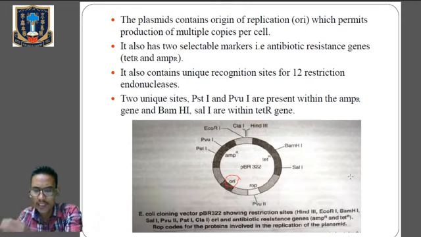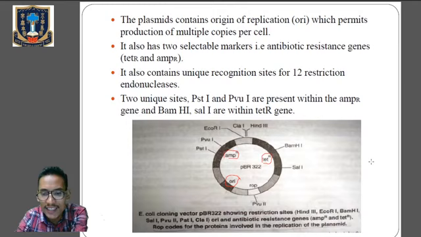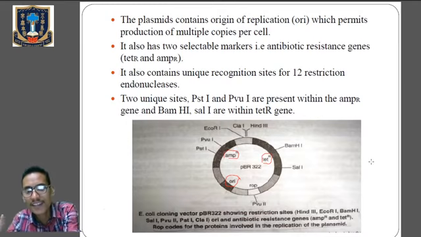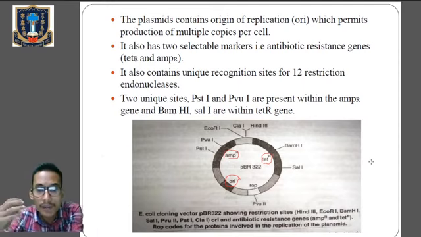Over here, the selectable markers are AMPR and TETR. AMPR means ampicillin resistance and TETR means tetracycline resistance. So this AMPR and TETR act as the selectable markers. We will learn afterwards what is the function of selectable markers.